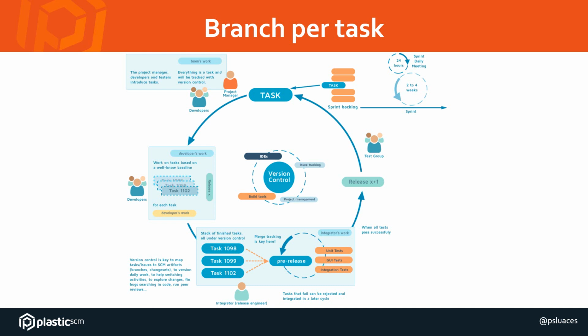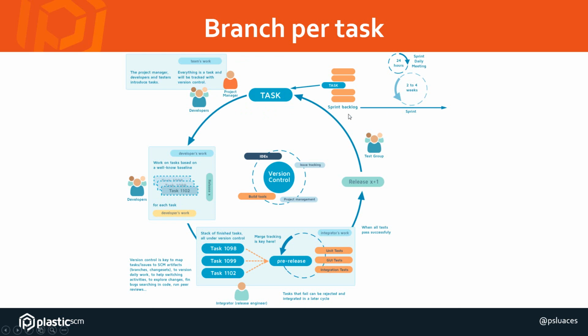In fact, issue trackers and all this task and bug management is very important for us because it sits in the center of what we call the branch per task. Well, branch per task is a very well-known branching pattern, and it's all about creating a branch for every single task. So the cycle goes like this.